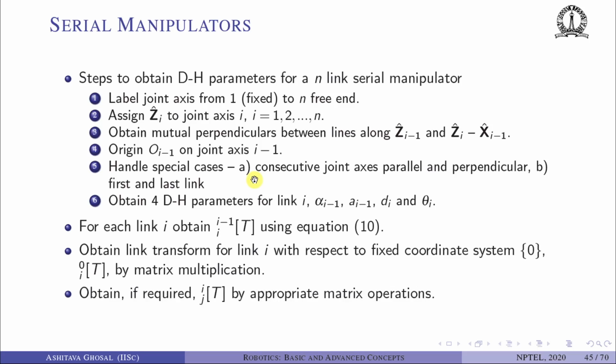We can also obtain the link transformation matrix of any link j with respect to any other link i. So if I want to find the link transformation matrix between 2 and 5, then we have to go from 2 to 3, then 3 to 4, and then 4 to 5.